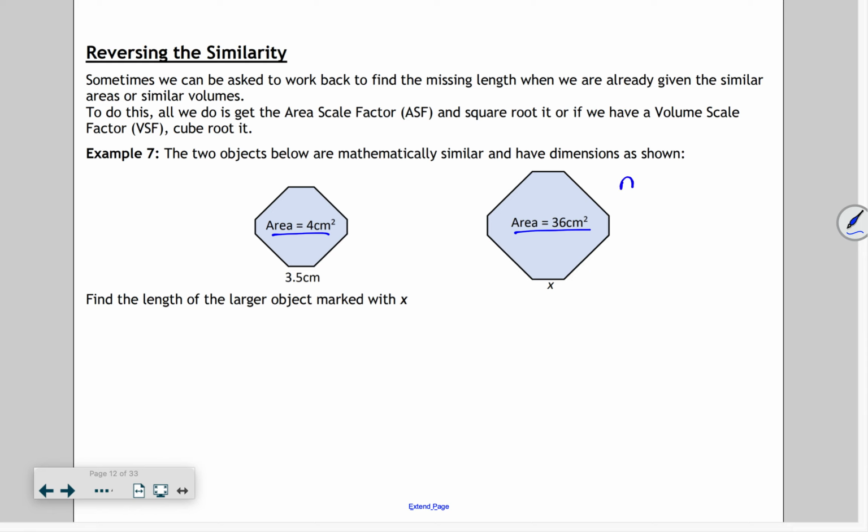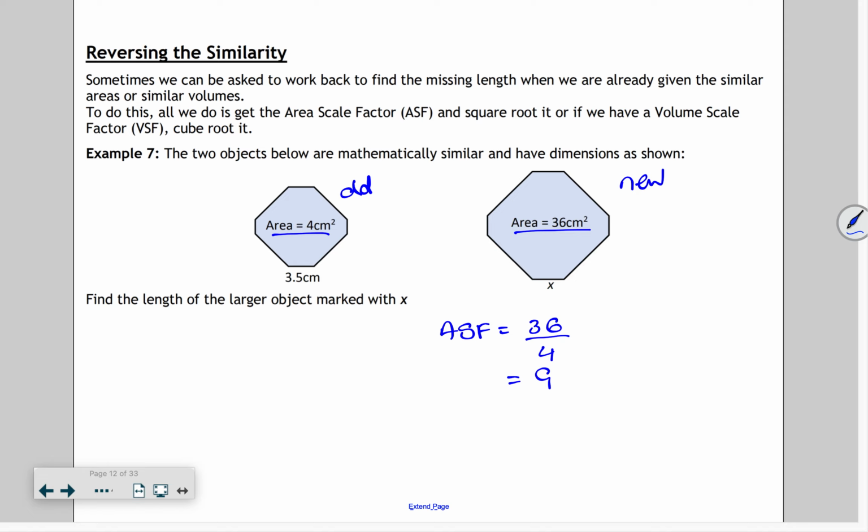Straight away, this is going to be the new shape and this is going to be the old shape. New shape because that's where the variable that I'm working out is. So I've got my two corresponding areas, and I can work out my area scale factor. Area scale factor is going to be 36, new over old. So it's 36 over 4, which gives us 9. That's what I multiply my areas by in order to get the enlargement to happen.